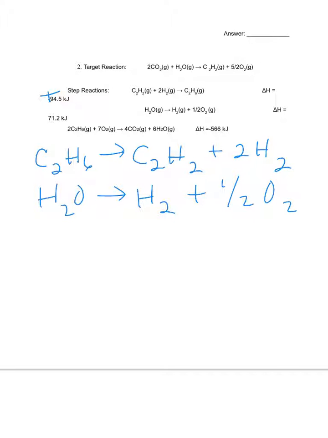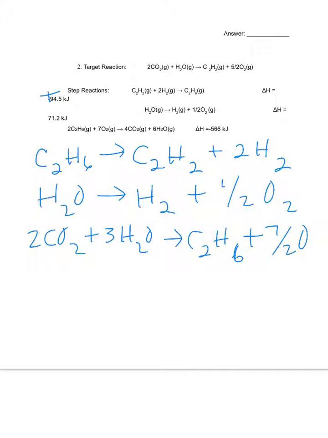So we're going to go ahead and do that all in one swoop. And so on the left we have 2 CO2 plus 3 H2O yields C2H6 plus 7 halves O2. So we have now flipped this reaction and we have now cut everything in half. So we're going to change this to a positive, and we need to divide that by 2.